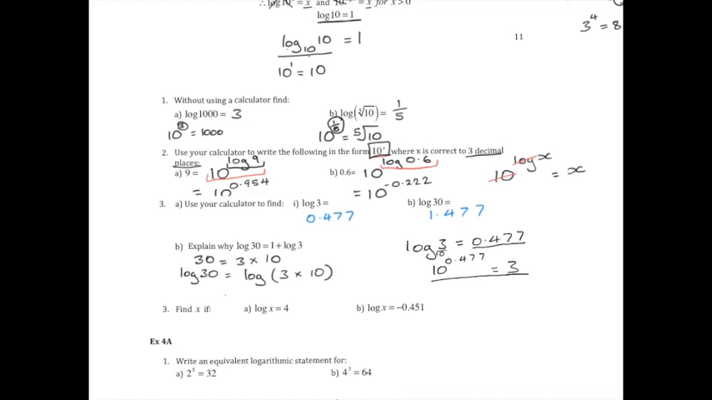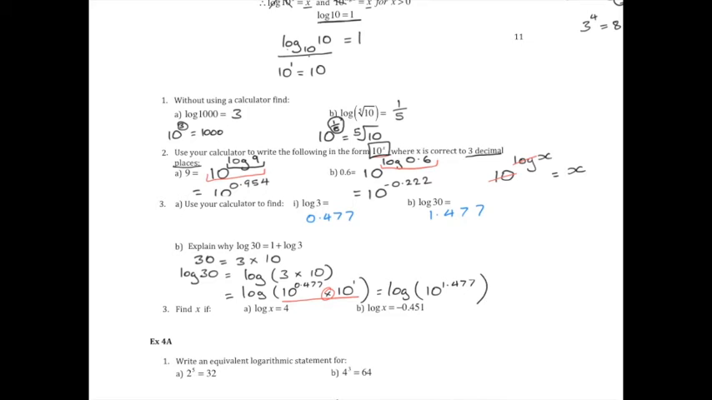So I can now rewrite this as log of 10 to the 0.477 times 10 to the 1. 10 to the 1 is just 10. But wait a minute. What can we do with two indices of the same base, and we're multiplying them? We can just add the powers. So this becomes log of 10 to the 1.477. I'm just going to rub out the other workings so you don't get so confused.